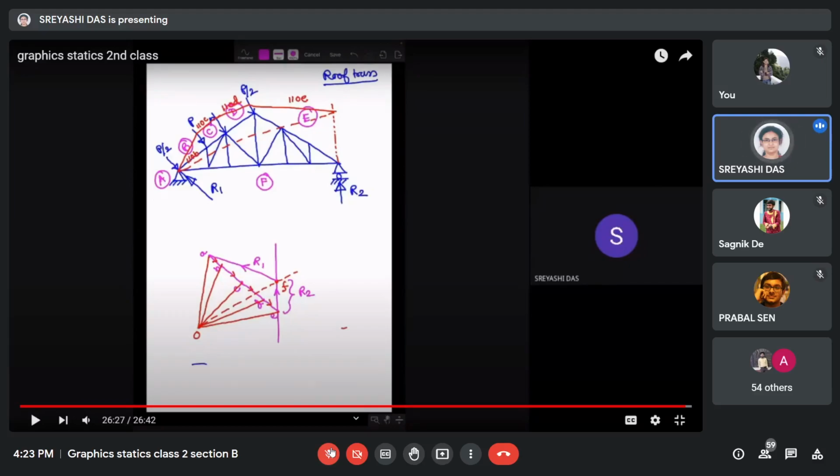And here how can I define the horizontal component of R1? Means what is?